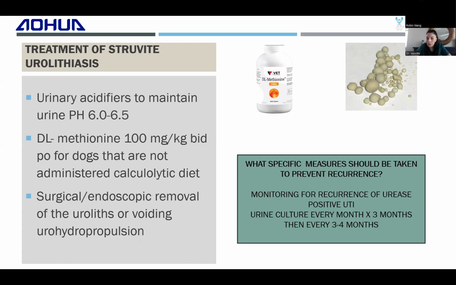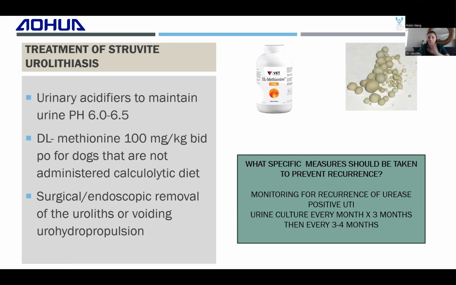And this is the most important thing to know. We have to definitely monitor the recurrence. Urine culture every month for 3 months, and then every 3 to 4 months. So every month, one urine culture with cystocentesis, and then every 3 to 4 months, just to be on the safe side.